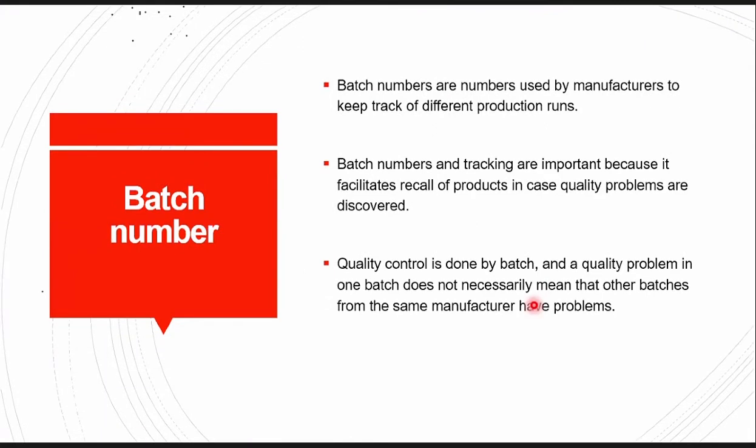The batch number. Batch numbers normally are provided by the manufacturers. These appear on the label. But why batch numbers? We want to track if there will be any challenge in the process of distribution. If there's a quality problem, it is easy to do a product recall, okay?